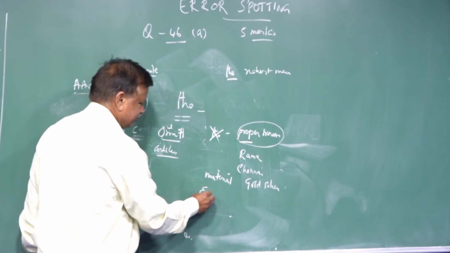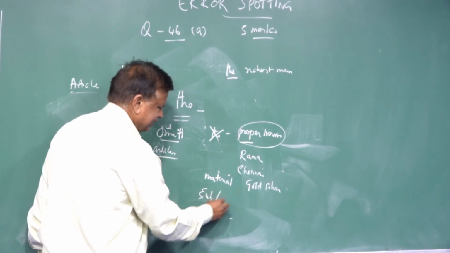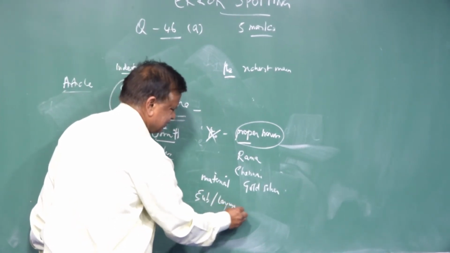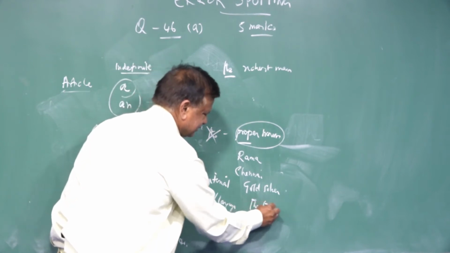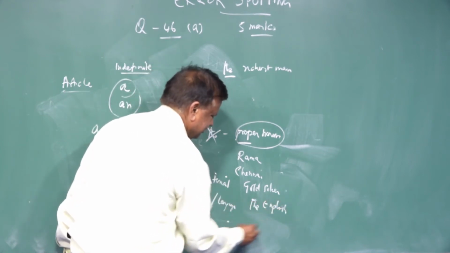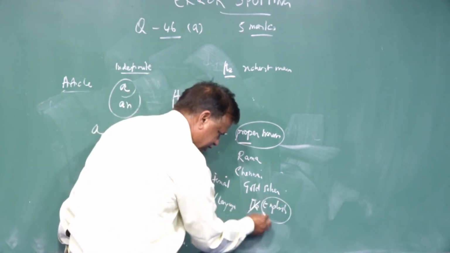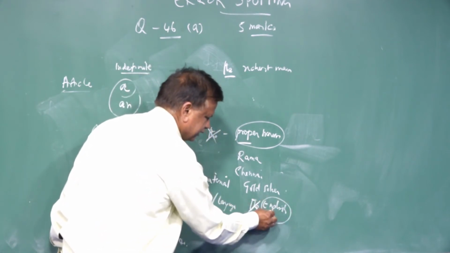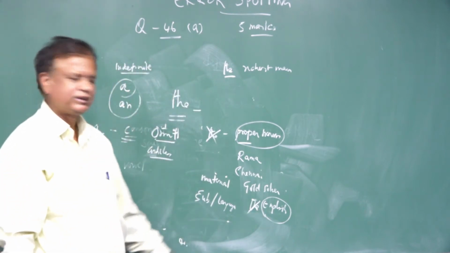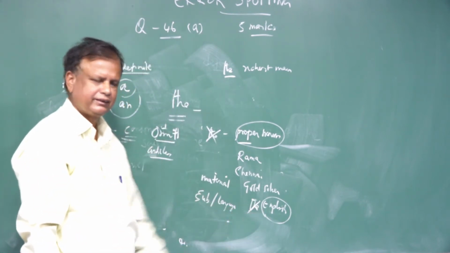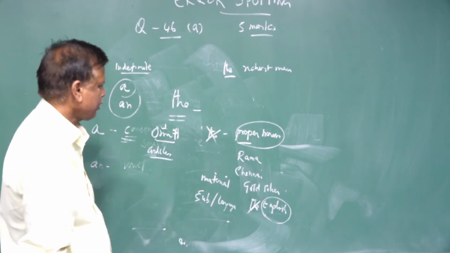I cannot use it before subjects, languages. I cannot say the English. I can say the English when I refer to all the people who speak English, but not to the subject or language English. I cannot use the here.